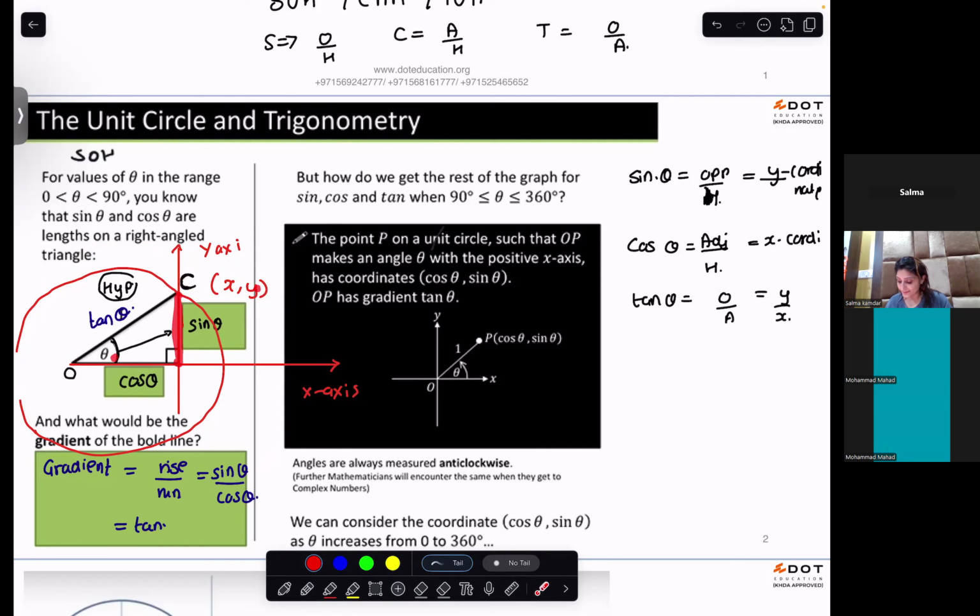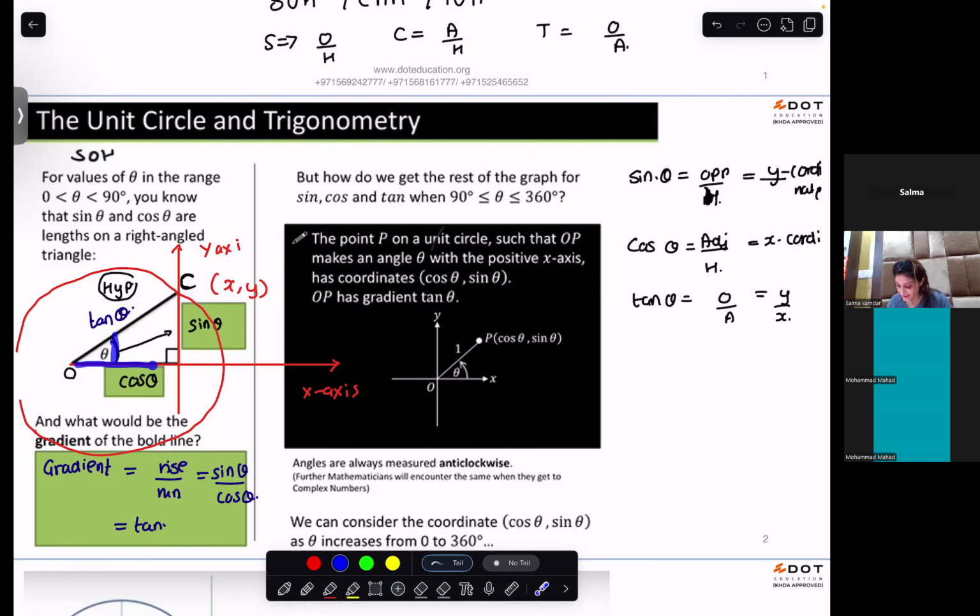This is the y, opposite over hypotenuse. This is the y, right? Okay, so opposite over the hypotenuse. Okay, fine. Now let's talk about the cos theta.